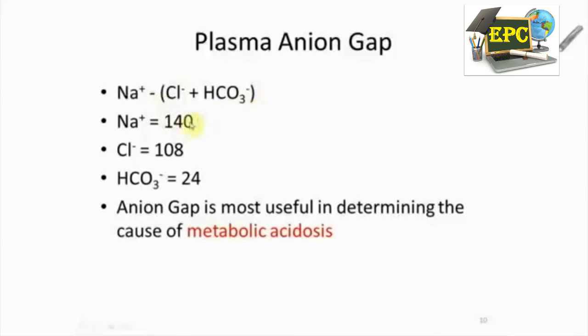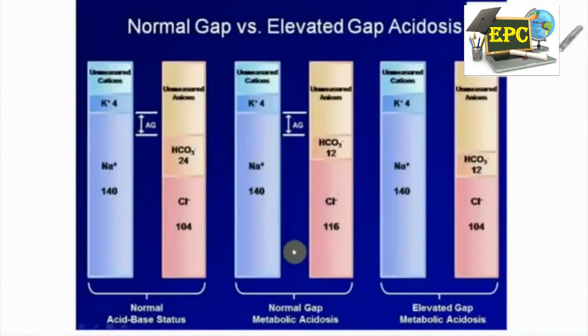Now, if you go through this equation over here, as you can see, we have 140 minus 108 plus 24. The answer will be 8. So a normal anion gap is basically from 8 to 12, in that range. Now, as we said, it's important for metabolic acidosis.